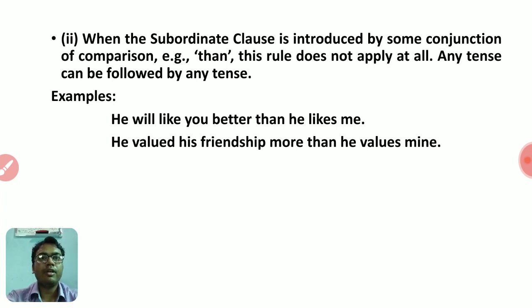Next example: he valued his friendship more than he values mine. Now here "he valued", this reporting verb is given in past tense, but since we are getting the comparison "than", that is why here we are using any tense. That is why "he values mine", here simple present tense is used.